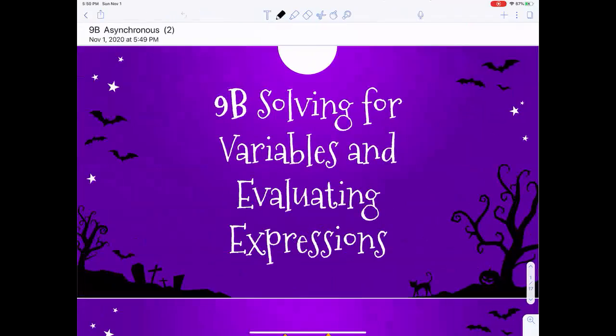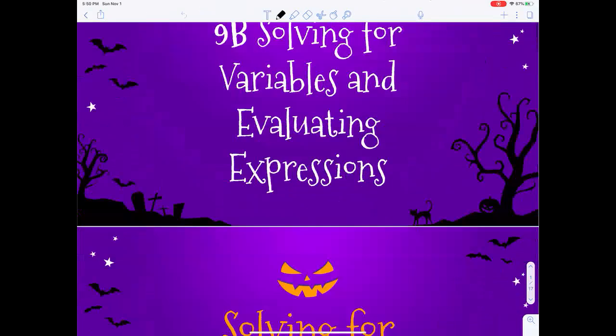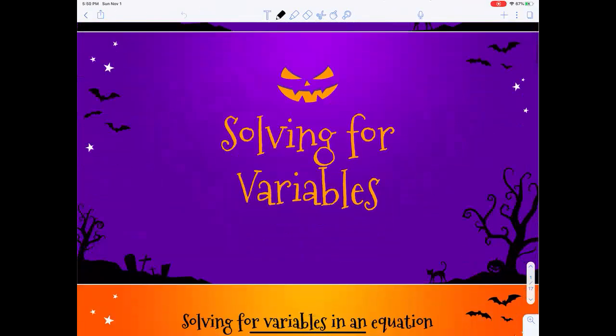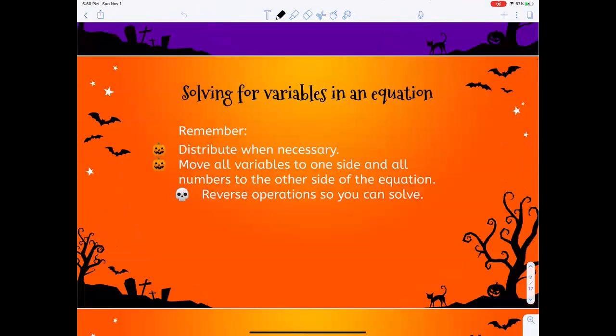All right. So today we're going to talk about solving for variables, and then we're going to go ahead and evaluate expressions. So you'll see a little bit of the difference between the two as we progress. So we're going to start with solving for variables. So that is going to be different than evaluating. When you solve for variables in an equation, that's important. It's in an equation. You have an equal sign.